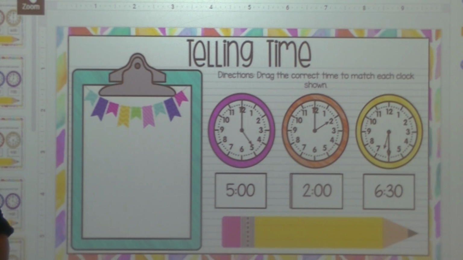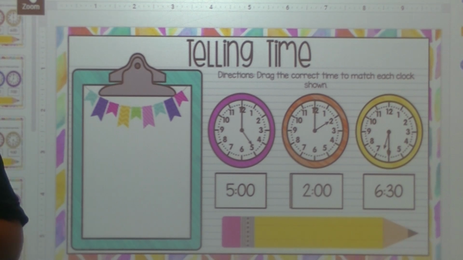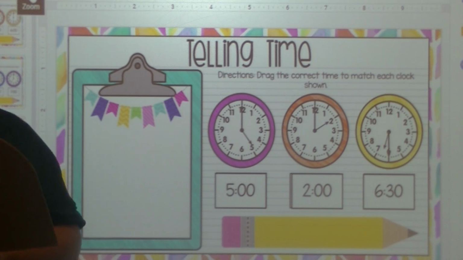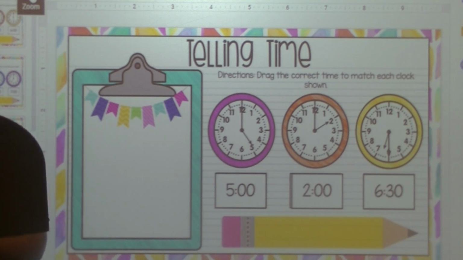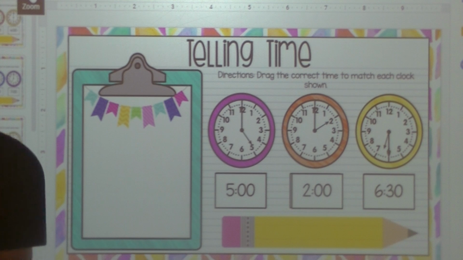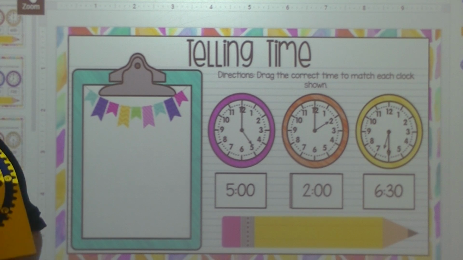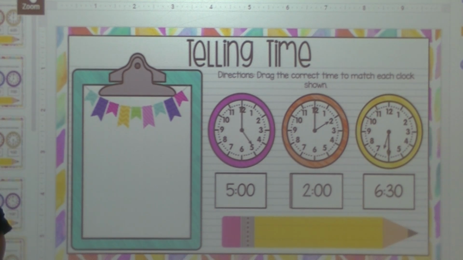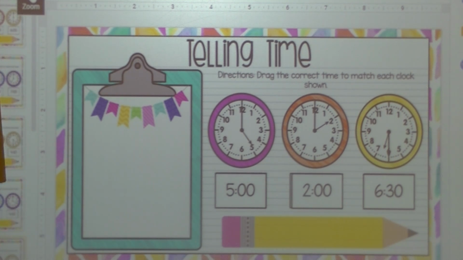Awesome job. All right, let's try another one. Show 5:30. Mom cooks dinner at 5:30. Show 5:30. All right, 5:30. Halfway past the 5, between the 5 and the 6. 5:30.